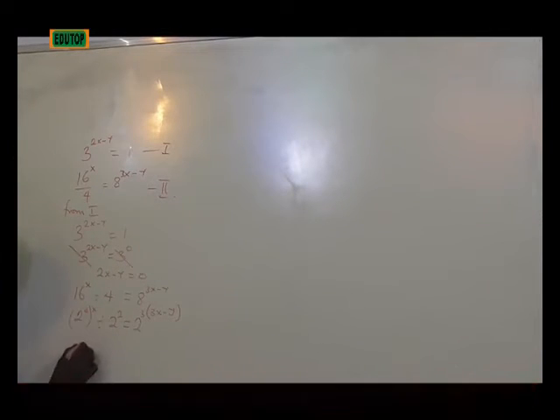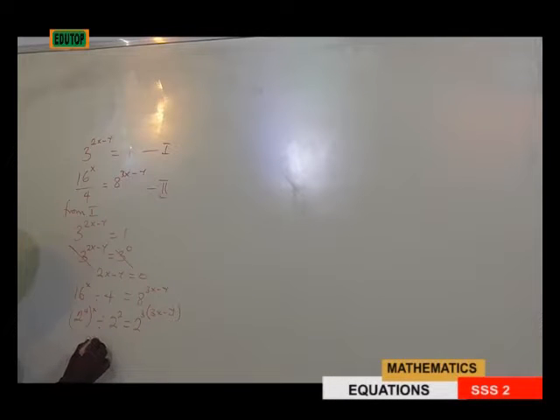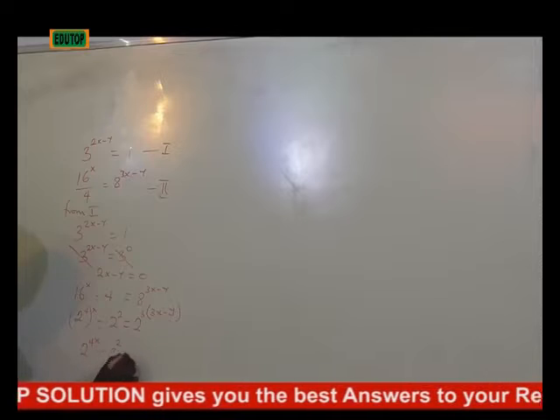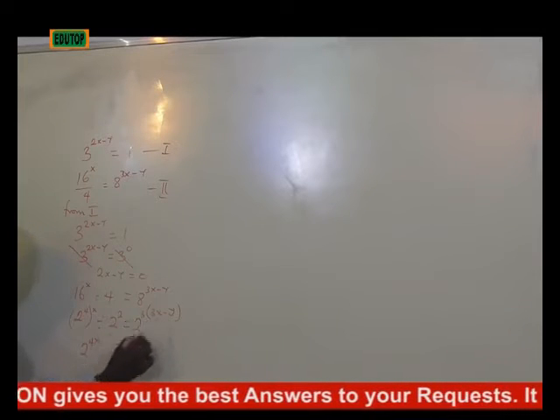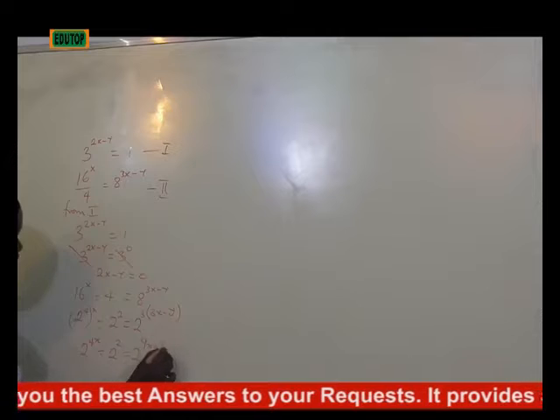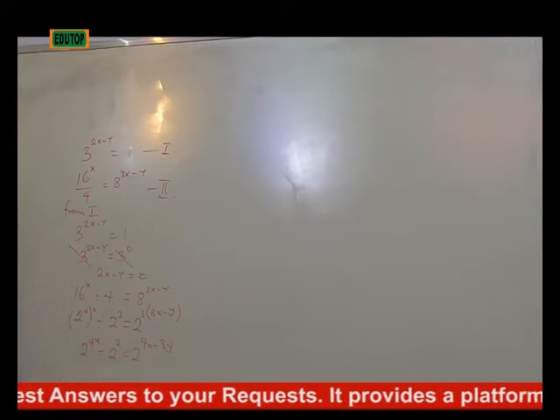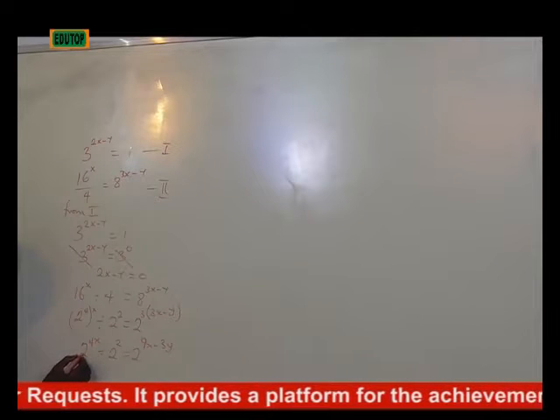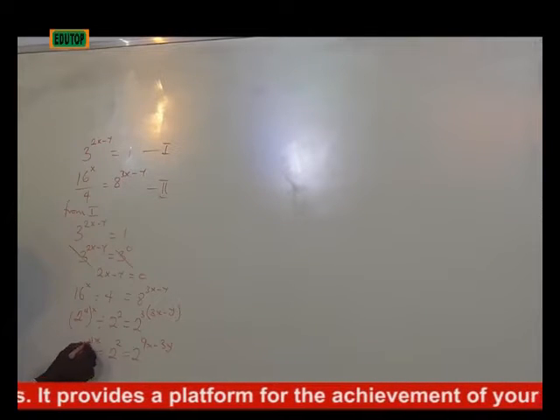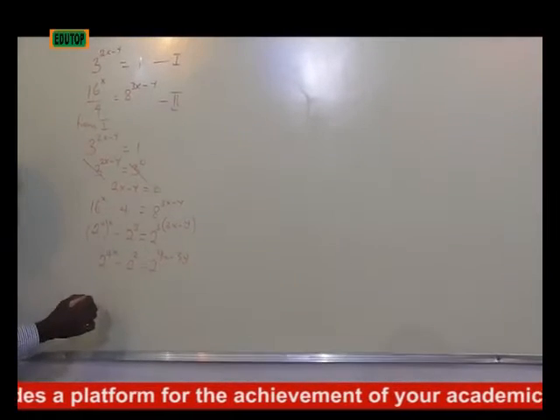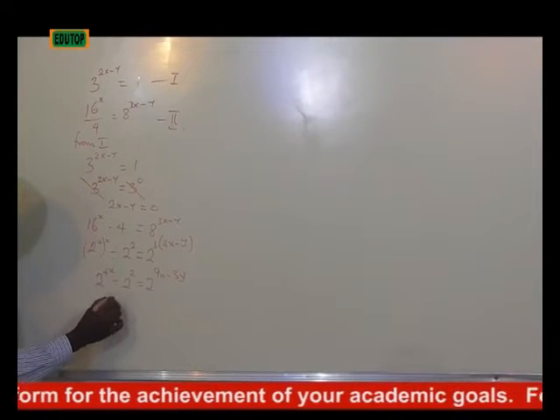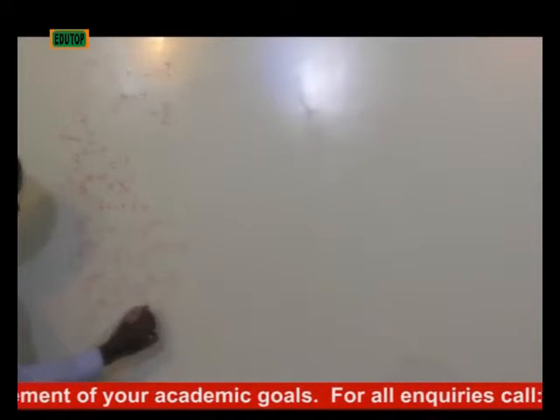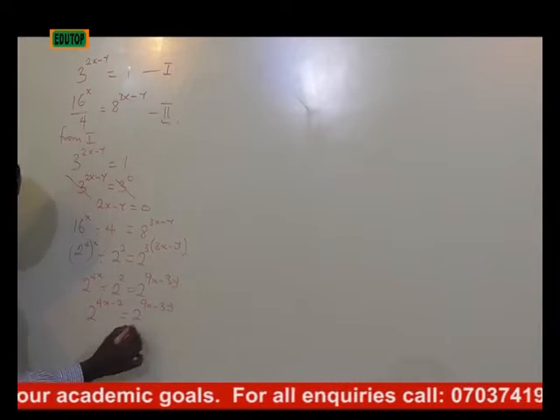So if I simplify this, I have 2 raised to the power 4x divided by 2 raised to the power 2 equals 2 raised to the power 9x minus 3y. So by law of indices, when you have 2 terms of the same base and a division sign, you know that it should definitely be minus, so 2 raised to the power 4x minus 2 equals 2 raised to the power 9x minus 3y. Equating the base.